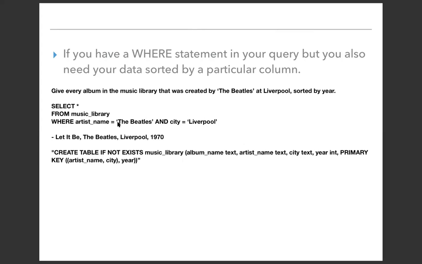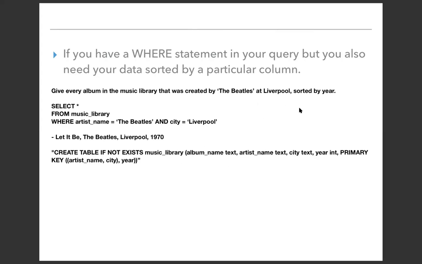So the WHERE statement, the way I partition my data, is going to be the first part of my primary key. As you can see, these two, artist name and city, are inside parentheses, and the column that I want my data to be sorted by is going to be the second part of my primary key, all right? And now this will give me the result sorted by year.